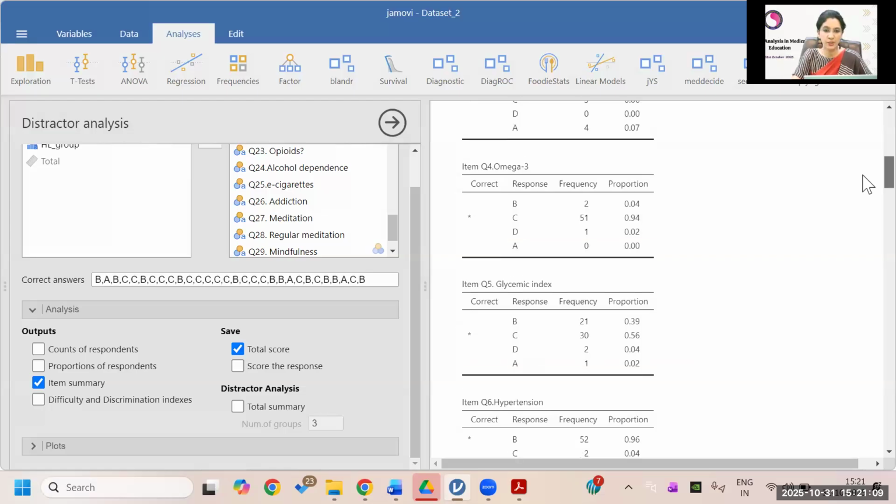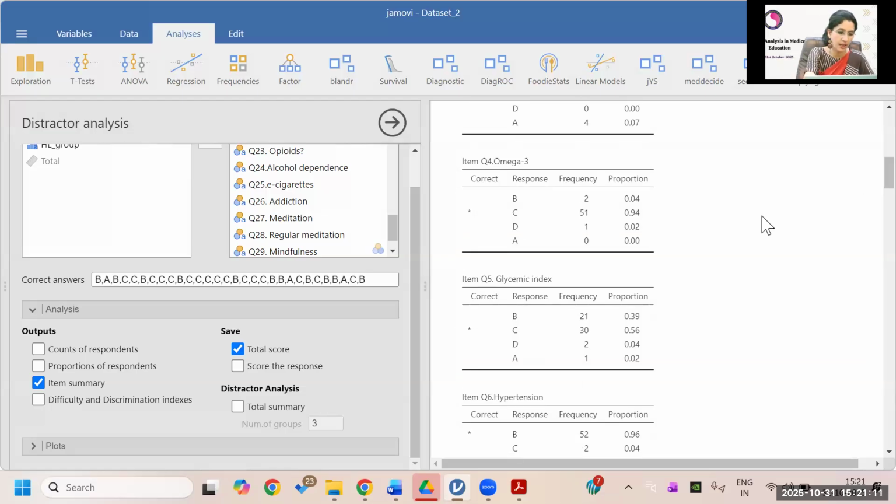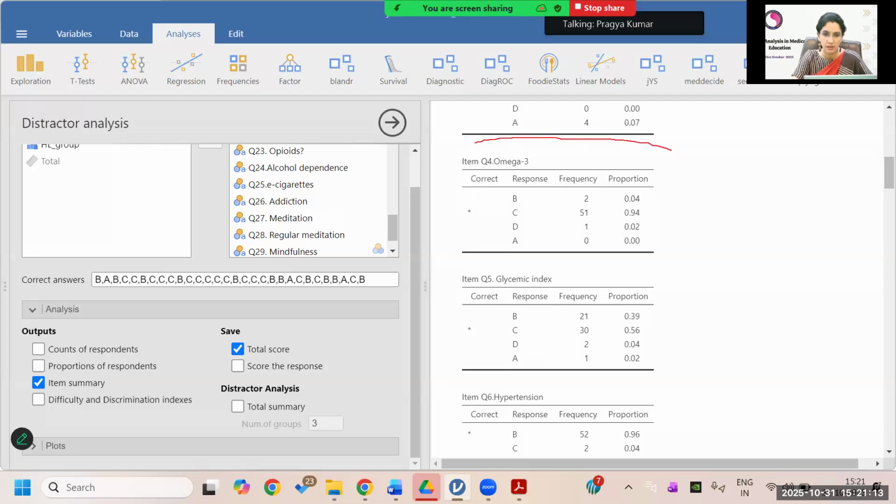Now coming to question number 4. Again the same question. In question number 4, what is the difficulty index? Yes, right? And what is the total number of functional distractors?